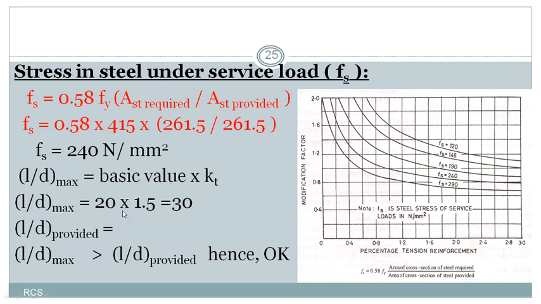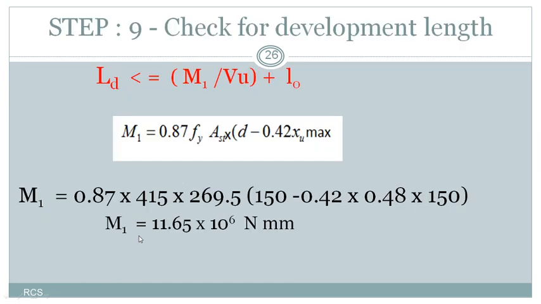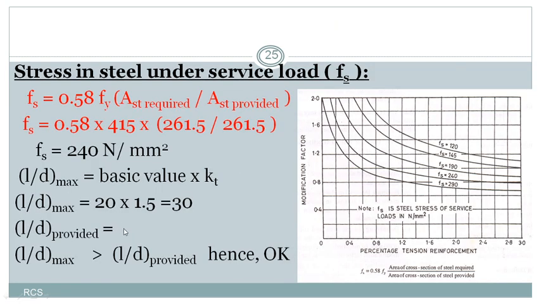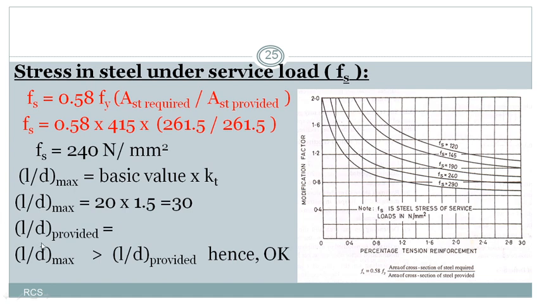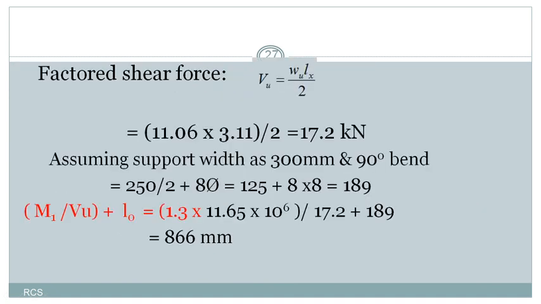If we multiply these two values, we will get 30. And L by D provided, sorry, I forgot to mention the value here. So L by D provided: L effective is 3110 and effective depth is 110. If you calculate, we will get somewhere around 27.7. So your 27.7 is less than 30. Hence we can say that our L by D maximum is greater than L by D provided. Hence our slab is safe against the deflection.